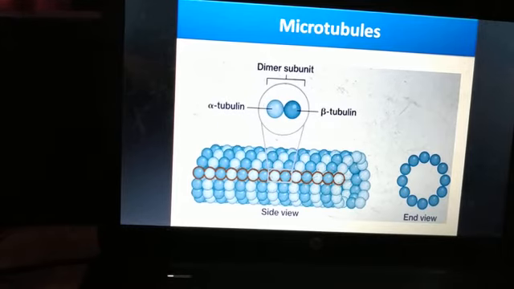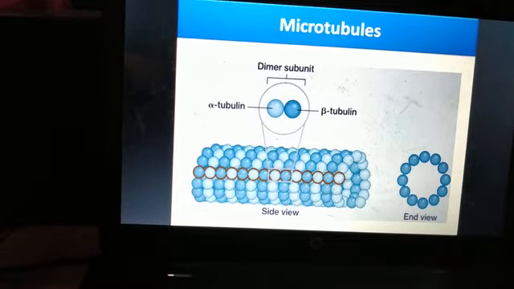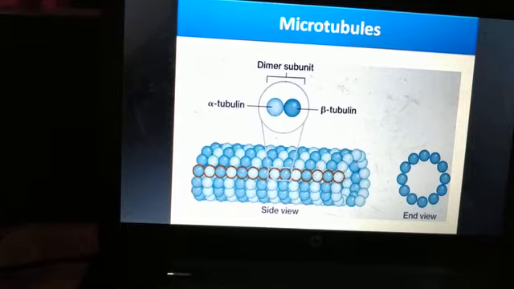Apart from maintaining the shape of the cell, this cytoskeleton, they are also involved in movement of the cell or movement of the organelles within the cell. Since they are found in flagella, cilia, and these flagella and cilia help in movement.